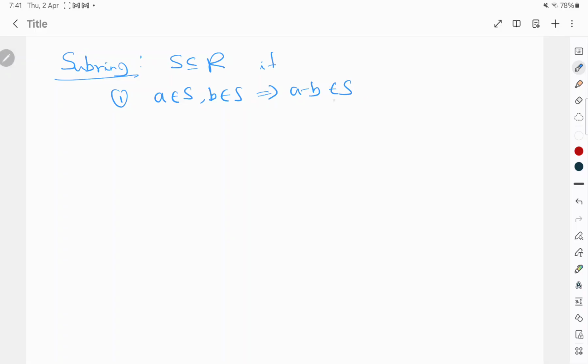And second, A into B belongs to S. These two properties are for a subring. Next we discussed ideals, right?